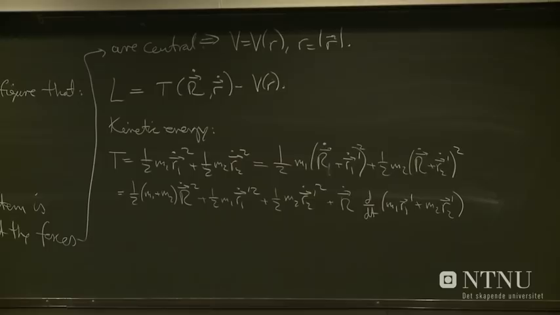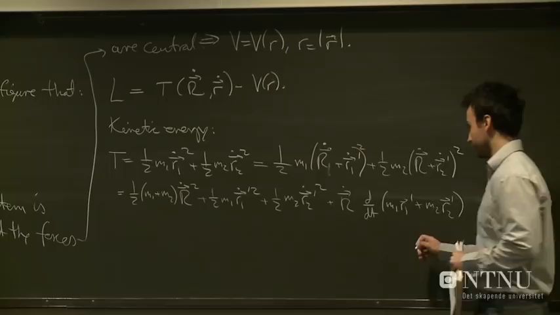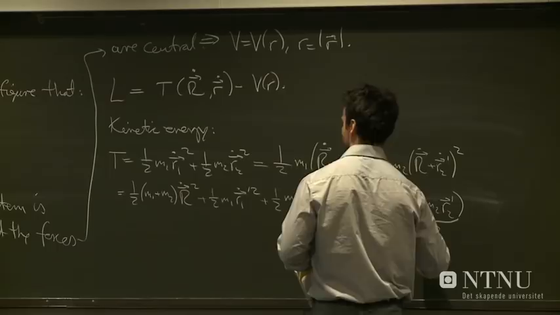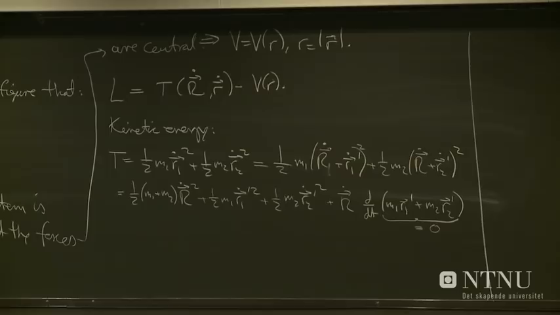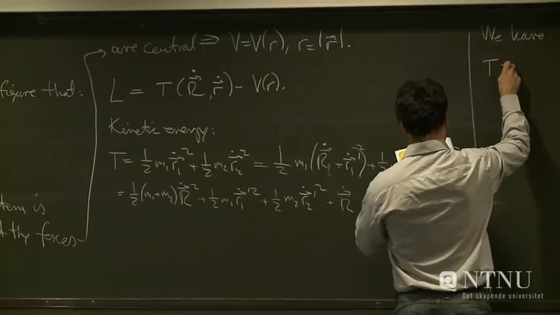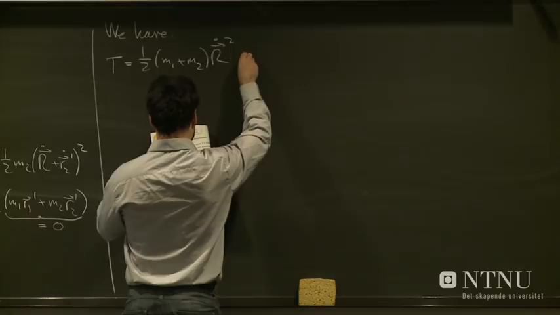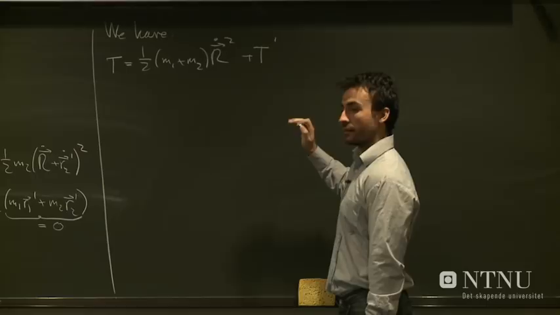Which should give me this when I multiply out the squares. Now, from the definition of the center of mass, this term is zero. Okay, so then I have the following, where I've introduced this T prime term.